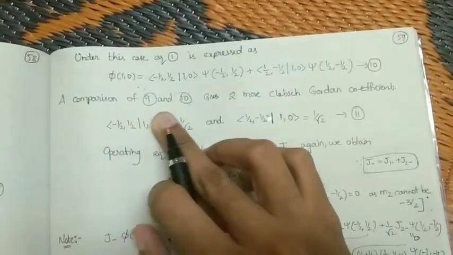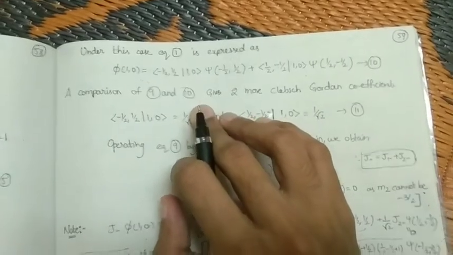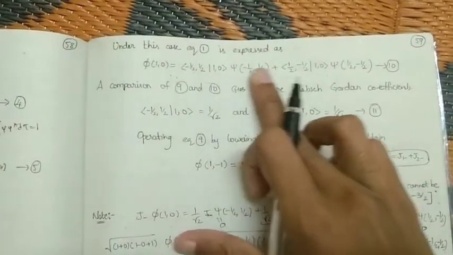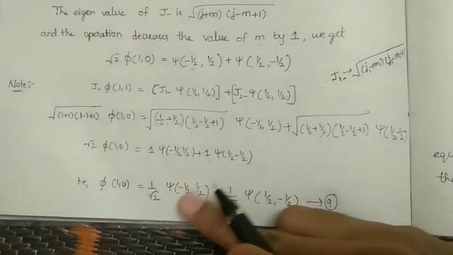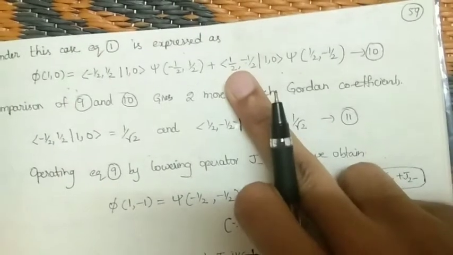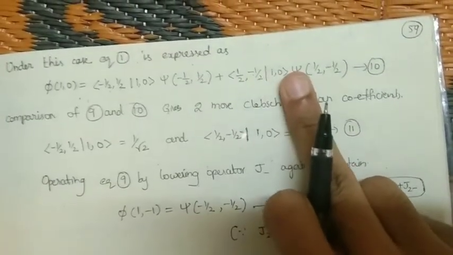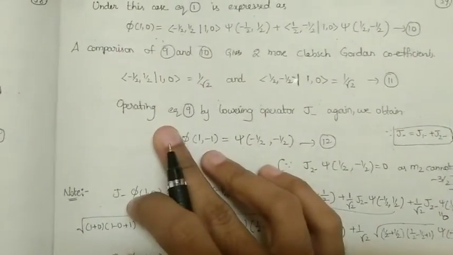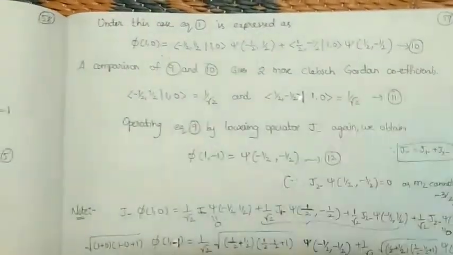A comparison of 9 and 10 gives two more Clebsch Gordan coefficients. So this is equation 10 and this is equation 9. Here this coefficient is 1 by root 2, just like this coefficient. So this is equal to 1 by root 2, and this coefficient is the bra of half comma minus half with 1 0, and here it is 1 by root 2. So this term is equal to 1 by root 2, that's because of combining those two equations. And this is equation 11.